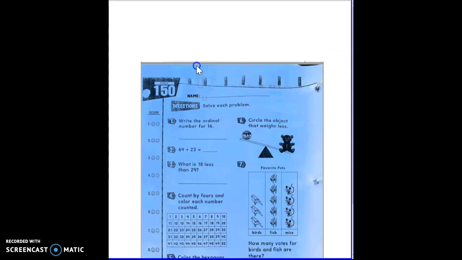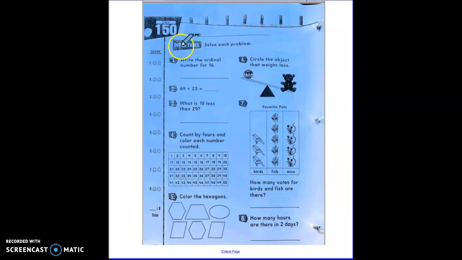All right. Now, we are doing day 150. You're writing the ordinal number. That just means the place it is. So it'd be 16th.